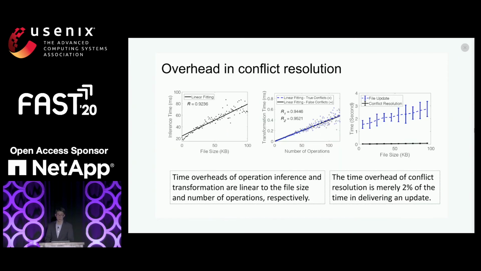And we also measure the overhead introduced by our conflict resolution. Our algorithm consists of 2 steps, the operation inference and the operation transformation. They are both linear to the file size and number of operations. And we also measure the total overhead of the conflict resolution. It's only 2% of the time in delivering an upload, which is acceptable. Normally, it's 10 milliseconds to 80 milliseconds.